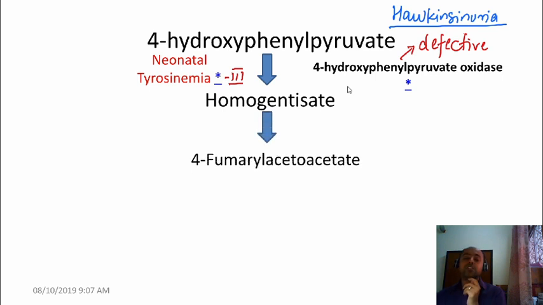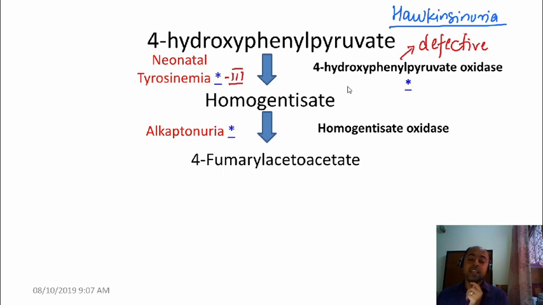Then homogentisate has to be converted into fumarylacetoacetate. The enzyme required here is homogentisate oxidase. Deficiency of this enzyme gives rise to alkaptonuria. Alkaptonuria is a quite commonly asked question in your exam, so you should remember this.